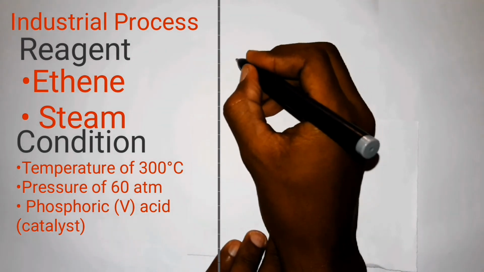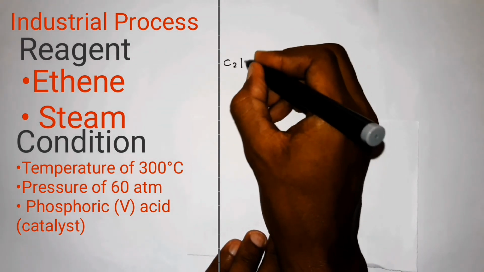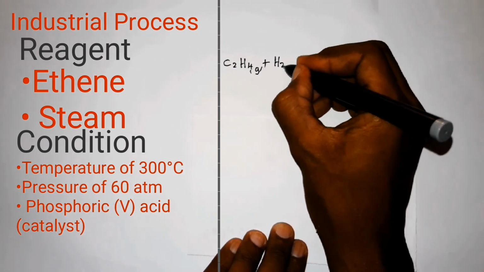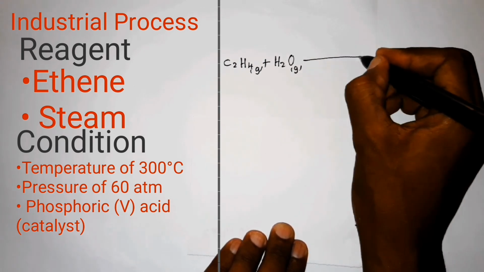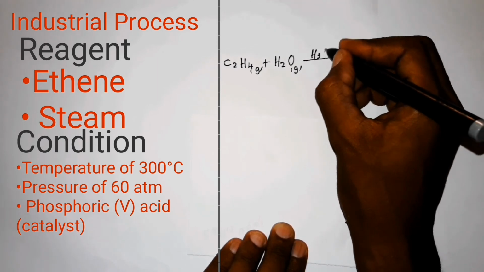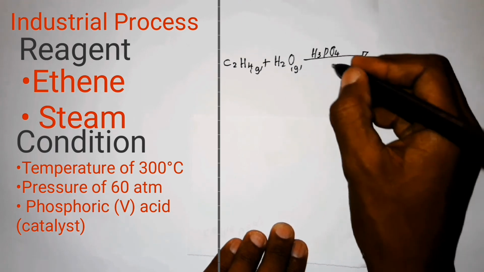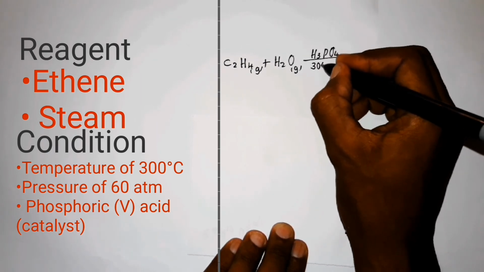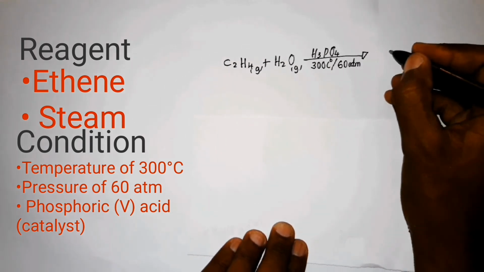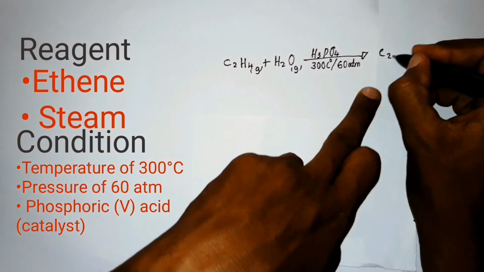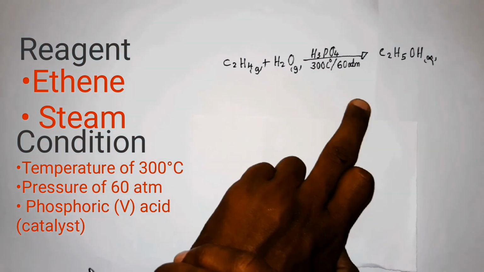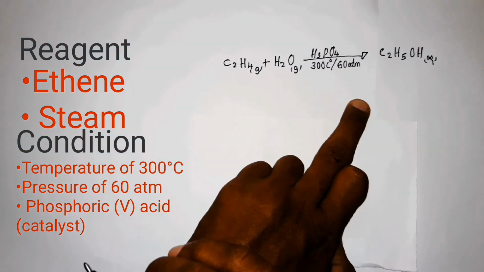So you have ethene, which is C2H4 gas. This one now reacts with the steam, that is H2O gas. And here the condition is a catalyst, which is phosphoric acid, that is H3PO4, which acts as a catalyst. And then here you have a temperature of 300 degrees Celsius and a pressure of 60 atm. So this one now will give you ethanol, that is C2H5OH aqueous. So that's how preparation of ethanol is done.